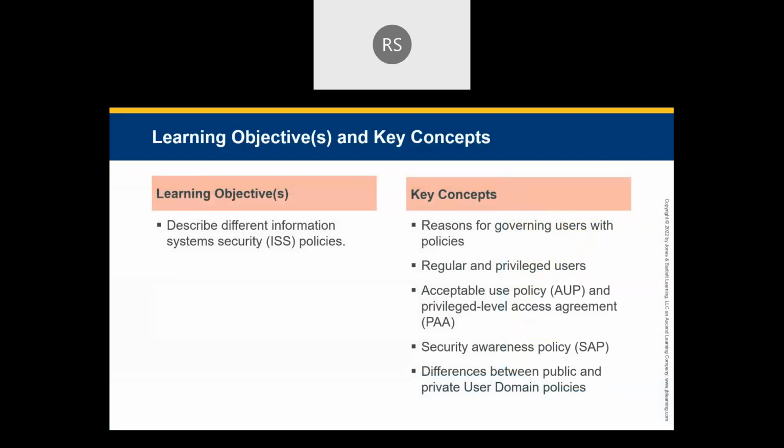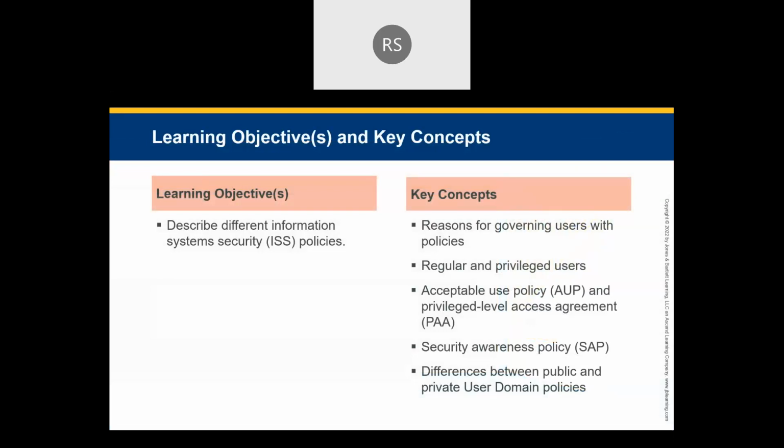It encompasses regular users who interact with the system on a daily basis, as well as privileged users who have elevated access, rights, and responsibilities. Now, to govern users effectively, organizations also have to implement various policies. One of these policies is the acceptable use policy. That's going to outline the rules and guidelines for using the organization's IT assets. Additionally, privilege level access agreements are put in place to regulate and monitor the actions of privileged users who have elevated access privileges.